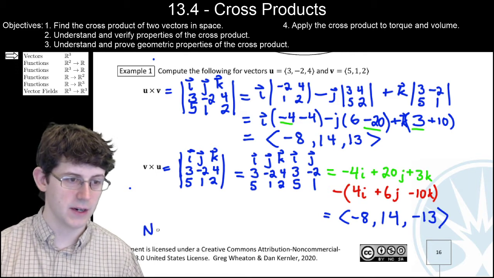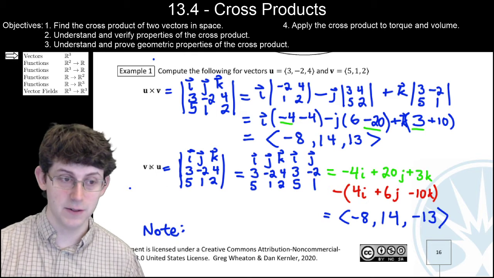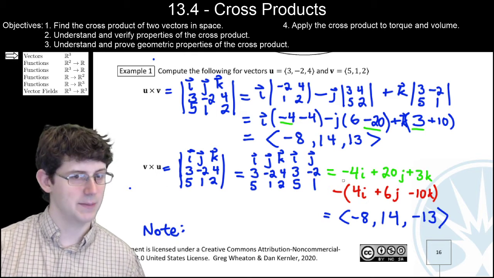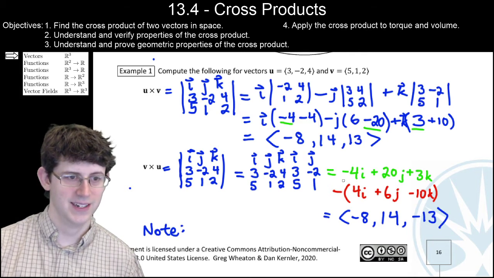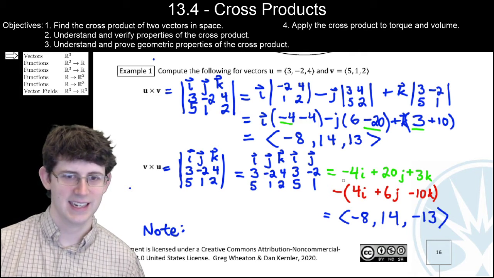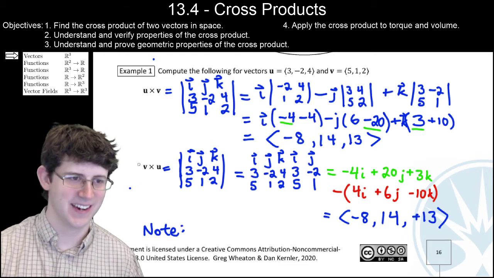Okay, what are you supposed to notice here? Well, what you're supposed to notice is that we found u cross v and we found v cross u, and they were about the same, except no, not quite. Uh-oh. We were supposed to get... Oh no. I actually didn't find v cross u. I found u cross v again.